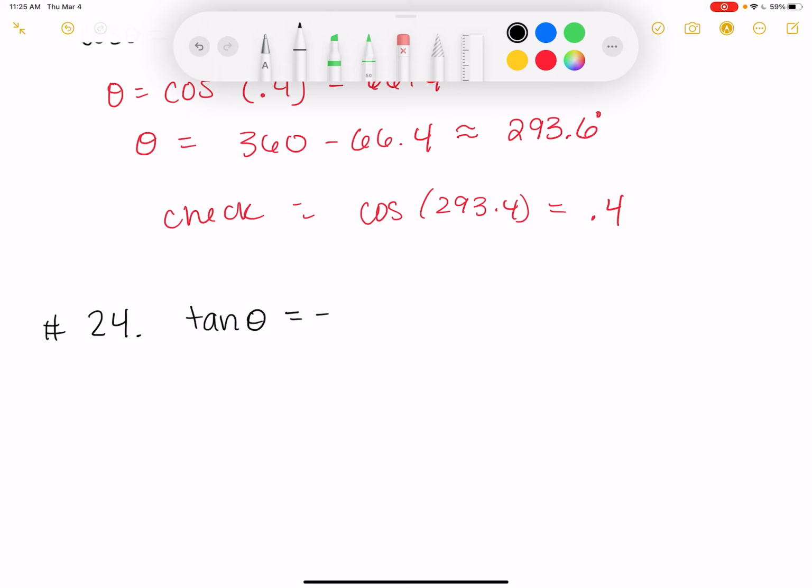So tangent of theta is equal to negative 5.3, and theta is between 90 degrees and 180 degrees.